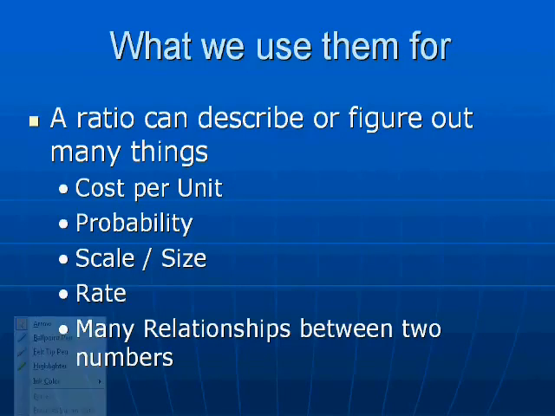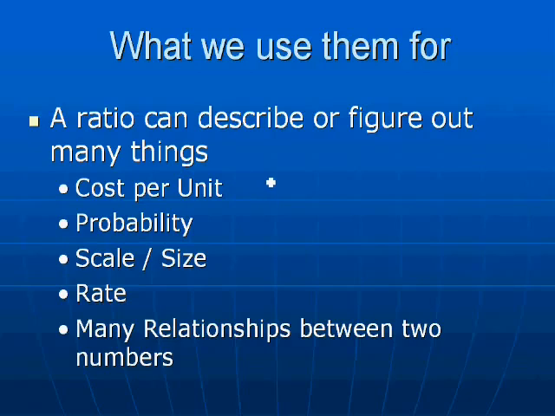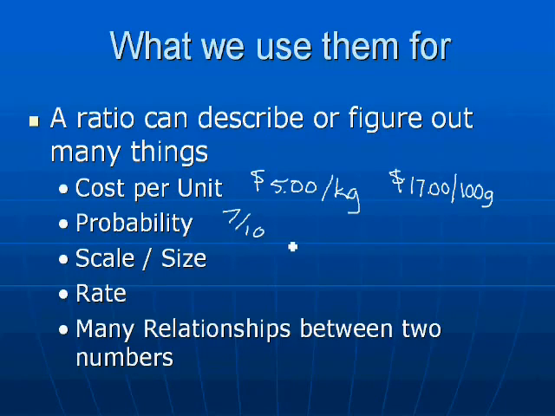So if we had a cost per unit, let me just go through a couple of quick examples here of a cost per unit. A cost per unit might be something like $5 a kilogram. Or we could even have something like $17 per 100 grams. You see that kind of thing a lot in the bulk section of grocery stores these days. Probability? Well, we could say that you have a 7 out of 10 chance of passing the test, or you have a 1 in 6 chance of rolling a 6 on a 6-sided dice.